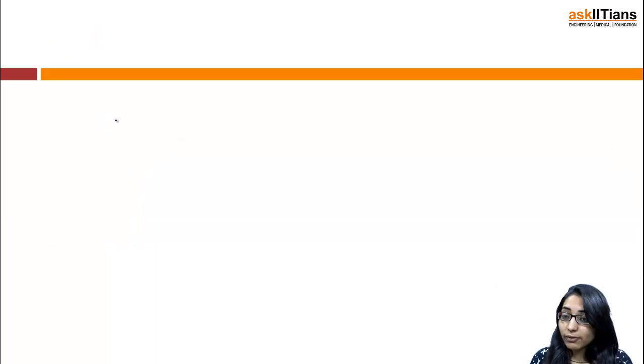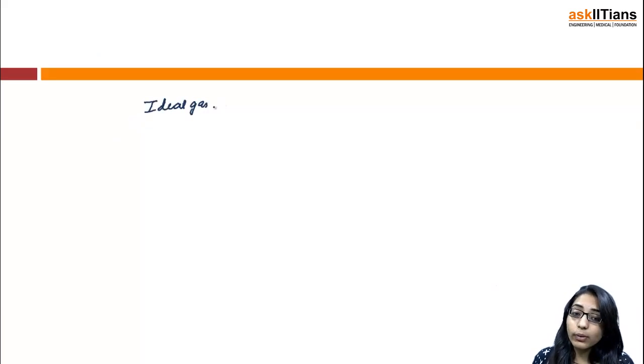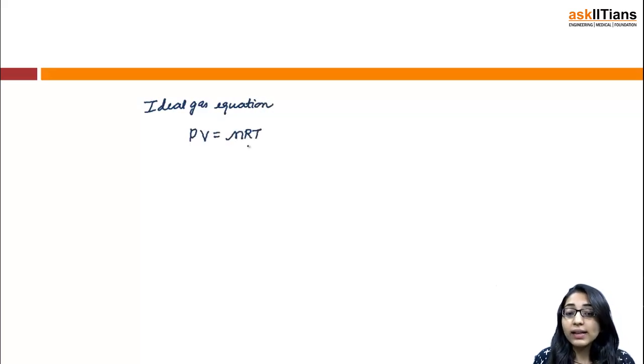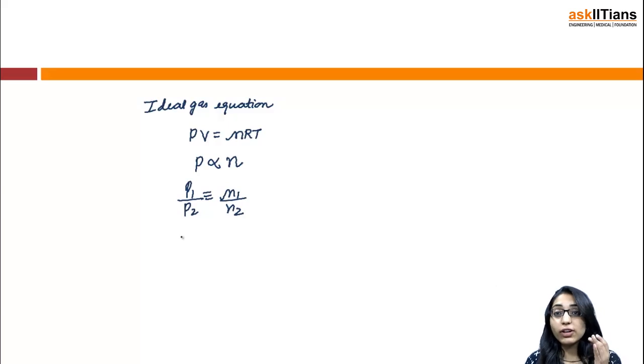So now let us begin with the question. First of all, we know that if I follow the ideal gas equation, I can very easily say that PV is equal to nRT. That means I can also say that pressure is directly proportional to the number of moles. So from here, P1 by P2 will be nothing but N1 by N2. That means P1 over N1 is equal to P2 over N2.